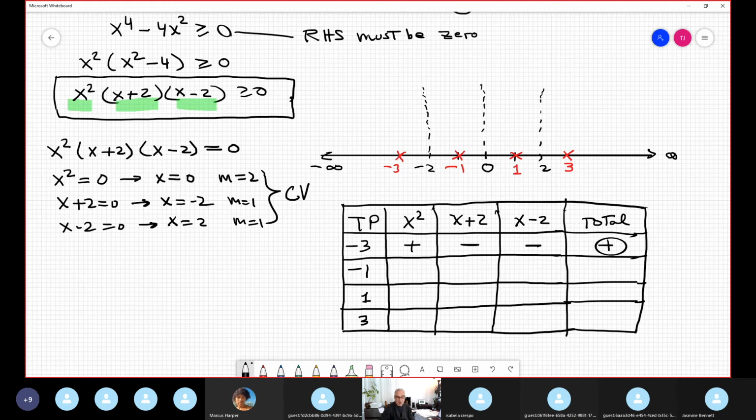Let's try -1. Wow, -1 here. (-1) squared is positive. And you see, wow, professor. And then this whole column, regardless of whether it's positive or negative, is positive, positive, positive. Makes sense, right?